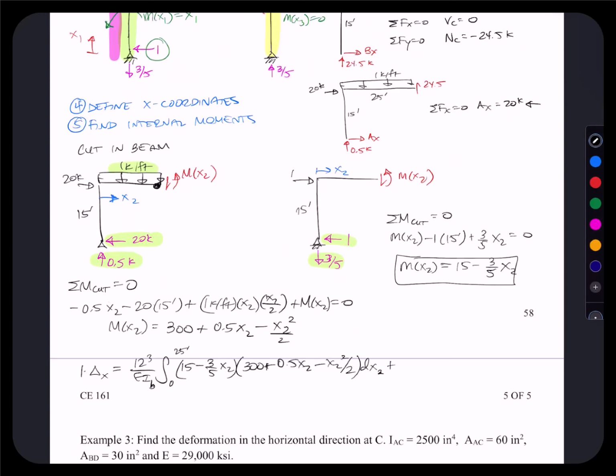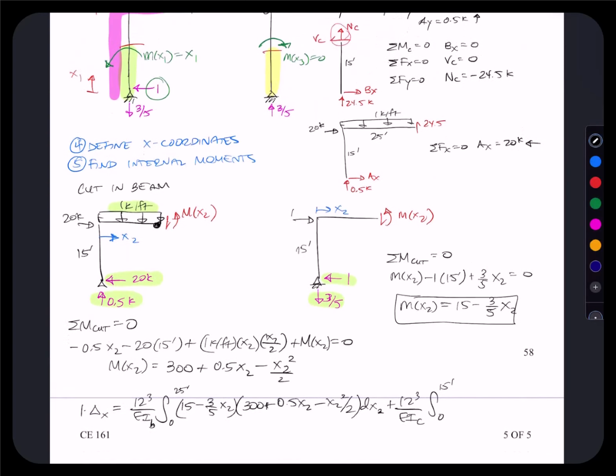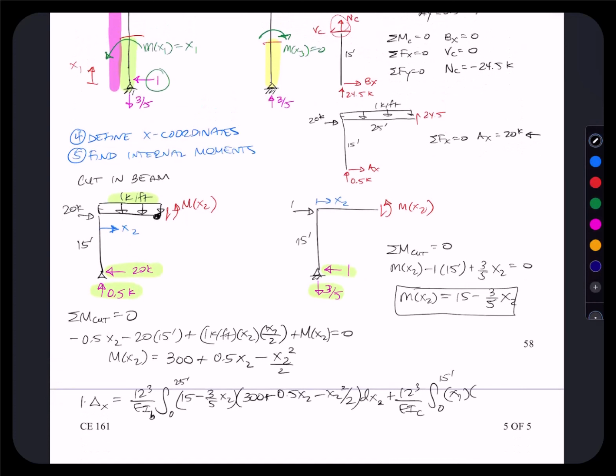dx2 plus 12 cubed over EI for the column 0 to 15 feet. And we need our little m and our big M, which we said were x1 and 20 x1 dx1. And that will give us a delta of 2.47 inches. And we guessed it was to the right. We got a positive number, so it is to the right.